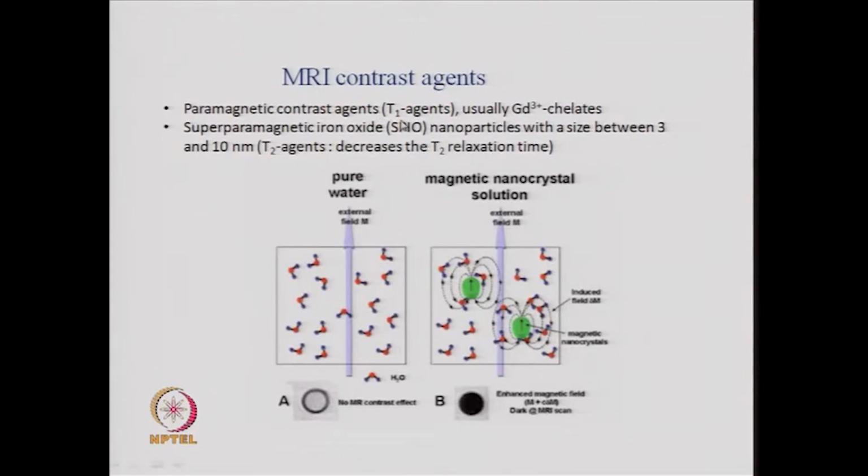So, the T1 is the spin lattice relaxation, and these paramagnetic contrast agents are normally some gadolinium type of compounds, chelate compounds, that means gadolinium complexes, and gadolinium has free electrons in its F shell, and those electrons give it the paramagnetism, and these gadolinium compounds are used as paramagnetic contrast agents and are also called the T1 agents, because the spin lattice relaxation time is affected.